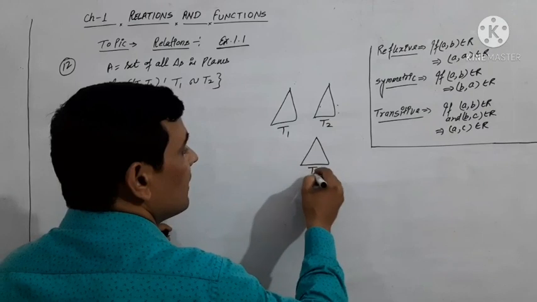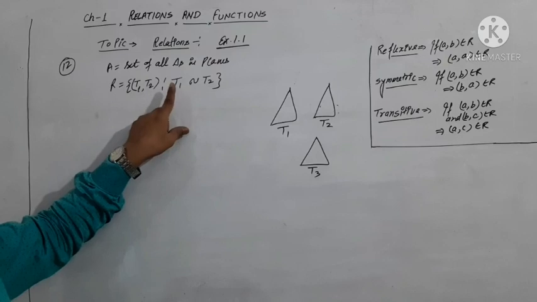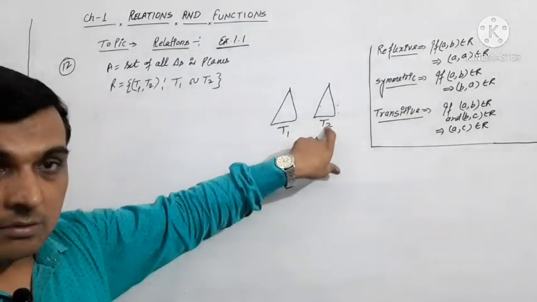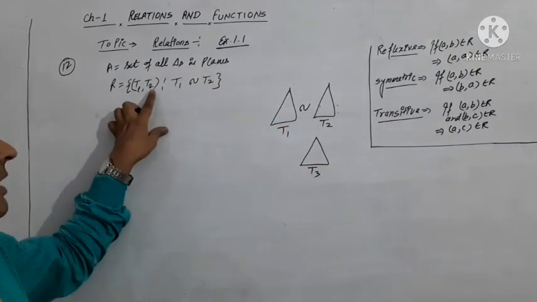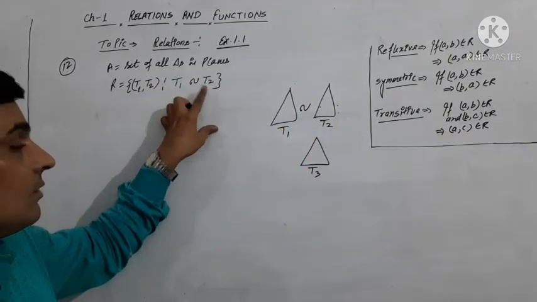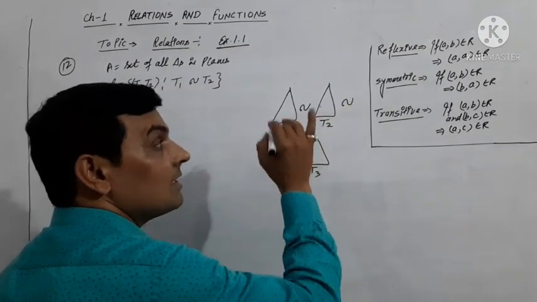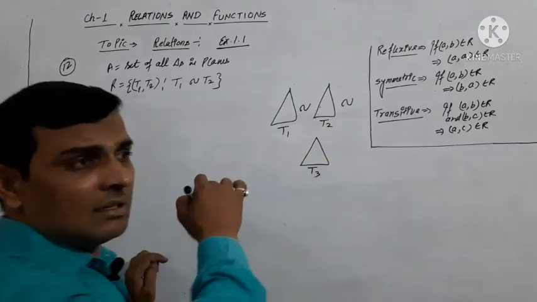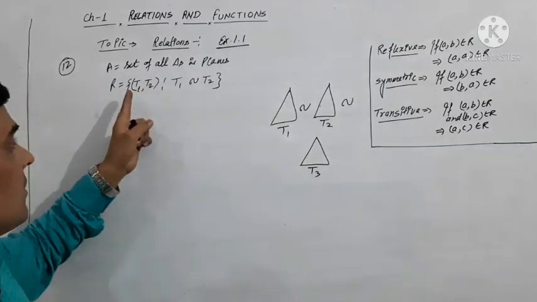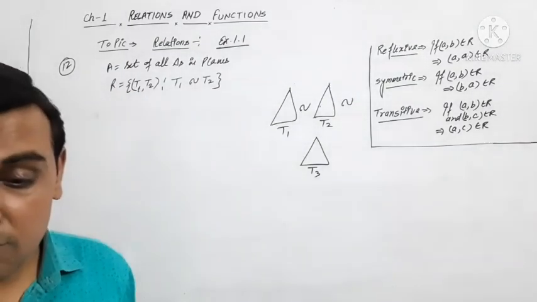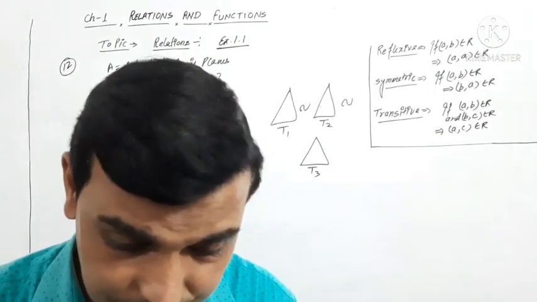Now we are taking three triangles T1, T2, T3. For T1, T2 belongs to R, T1 is similar to T2. Clear? And when T2, T3 belongs to R, then T2 is similar to T3. This implies that T1 is similar to T3. So T1, T3 will also belong to R. So relation R is an equivalence relation. Is it clear? So it is a homework question.